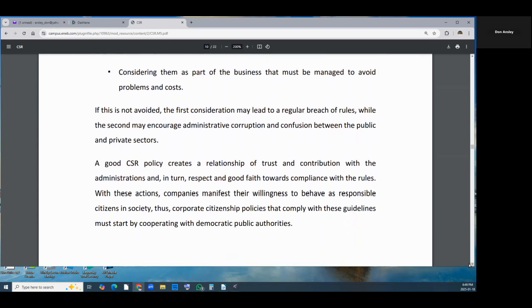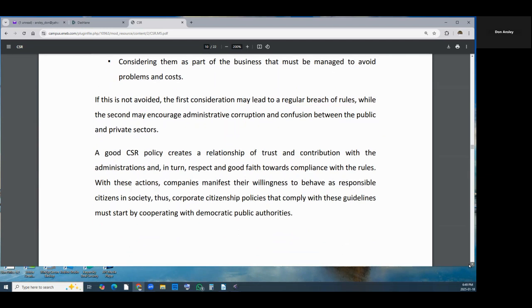A good CSR policy creates a relationship of trust and contribution with the administrators, and in turn, respect and good faith towards compliance with the rules. With these actions, companies manifest their willingness to behave as responsible citizens in society. Thus, corporate citizenship policies that comply with these guidelines must start by cooperating with the democratic public authorities.